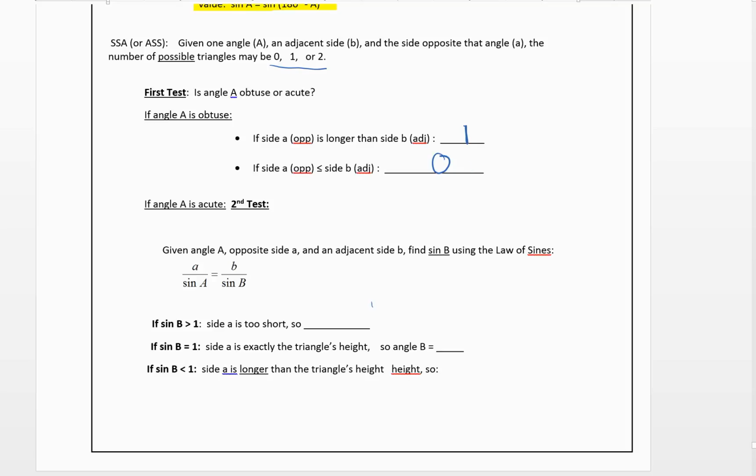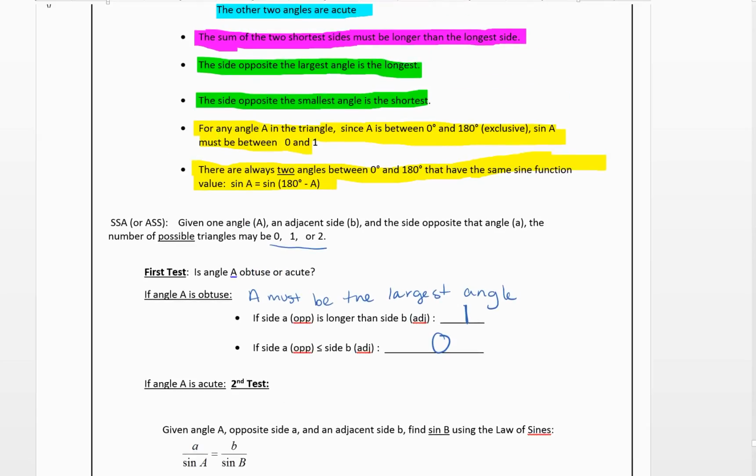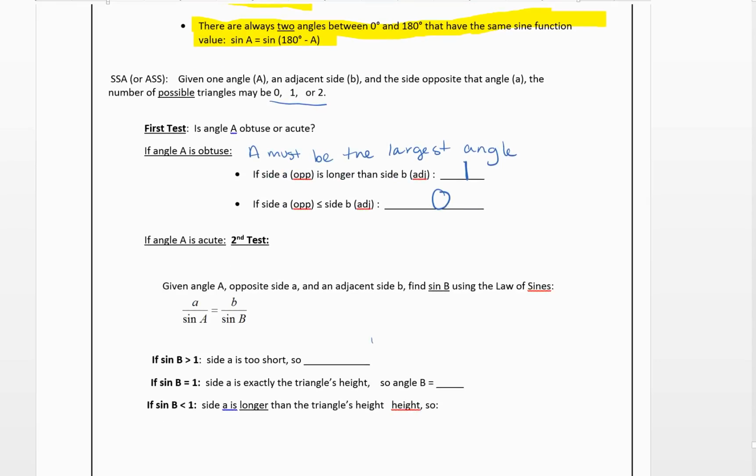And the reason is, if A is obtuse, then A must be the largest angle. One of the facts that we just stated above, here in green, is that the side opposite the largest angle is the longest. And if A is the largest angle, then we need side A to be the biggest. So if it's smaller than the other side, you already have a problem.